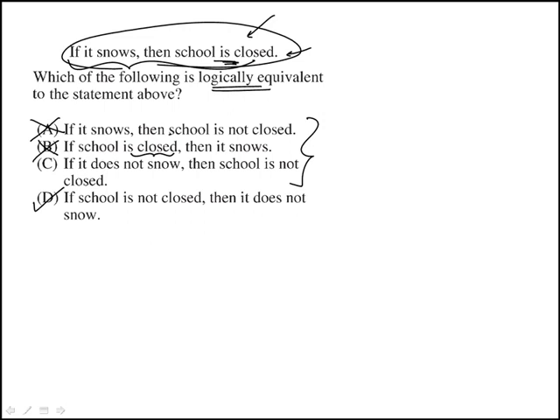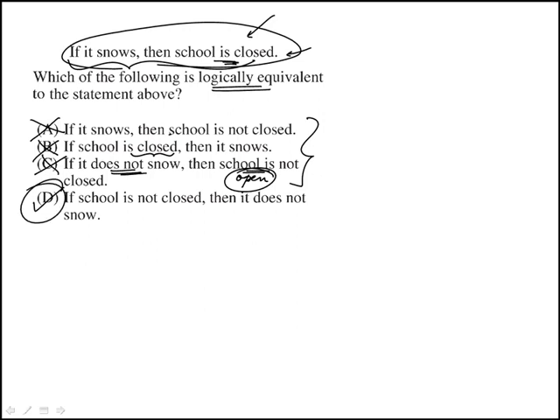And then if it does not snow, then school is not closed. So they're saying if it doesn't snow, school is open. But here, the school is open, but the school could be closed for some other reason. So again, that one is also out. So we're left with choice D.